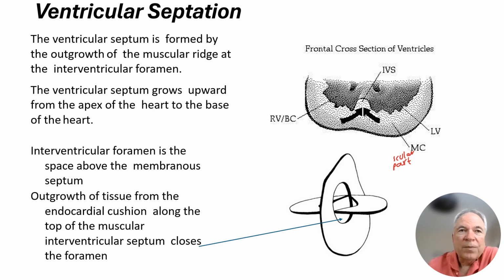So the ventricular septum grows up from the muscular ridge at the bottom. So it grows up from the apex of the heart to the base of the heart. From here, this is the base of the heart, your right ventricle, left ventricle, and the interventricular septum. The muscular part grows up from here. The membranous part, which is the top portion, grows down from the aorta. So the intraventricular foramen is the space above the membranous septum. So that's the septum, and at the top is the membranous septum, and the one at the bottom is the muscular septum.